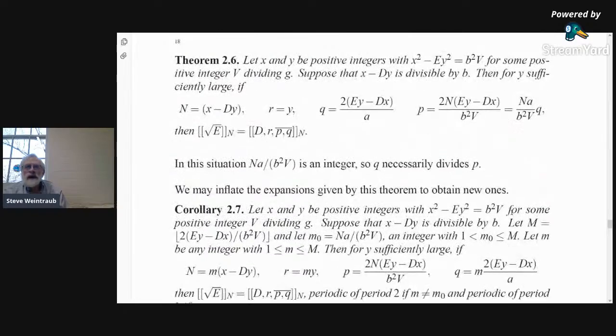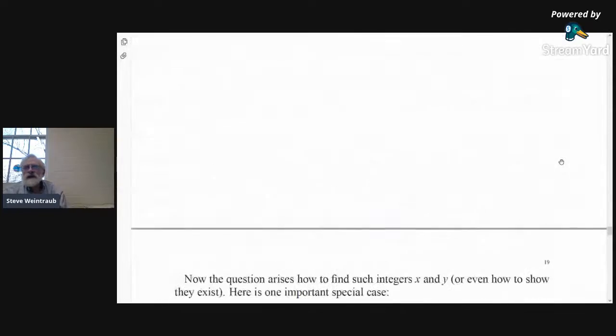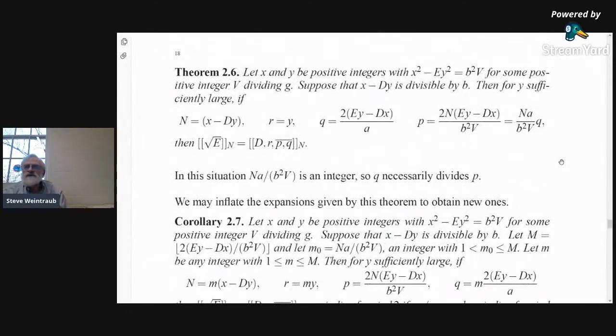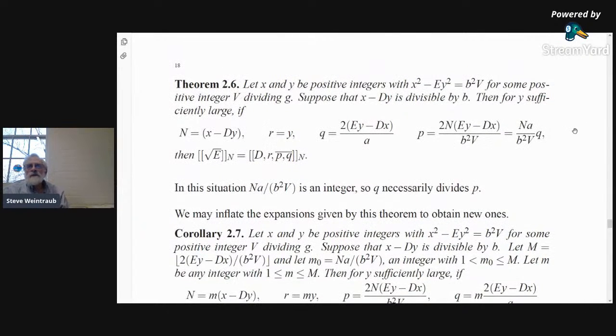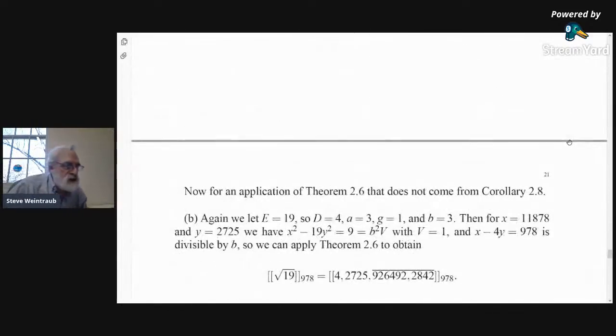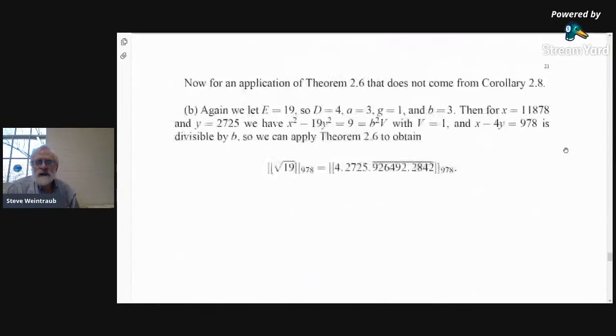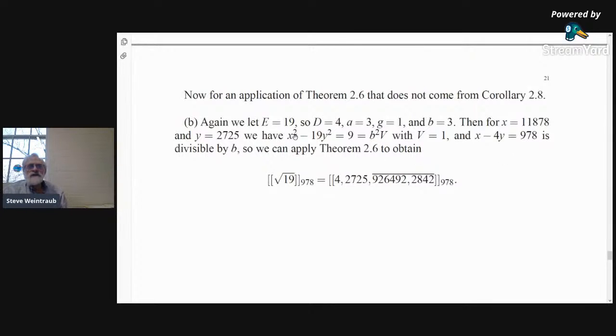So let me give you one more example that comes from this theorem, which doesn't come from Pell's equation, right? So here I'm going to look at B squared times V, right? Here, B is 3. So I'm going to once again try to look for something where V is 1, so I don't have to worry about divisibility. I will have to worry about divisibility by B here, but let's take B equals 3. So I'm looking at B squared, which is 9, okay? I'm going to look at a solution of x squared minus 19y squared equals 9, okay?